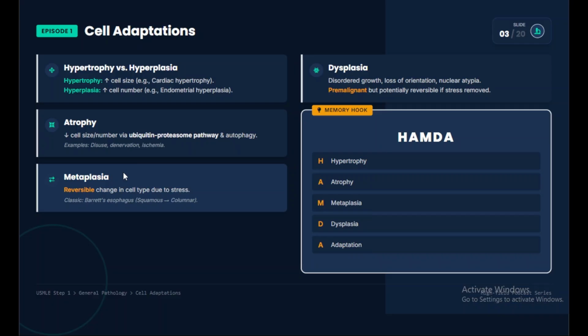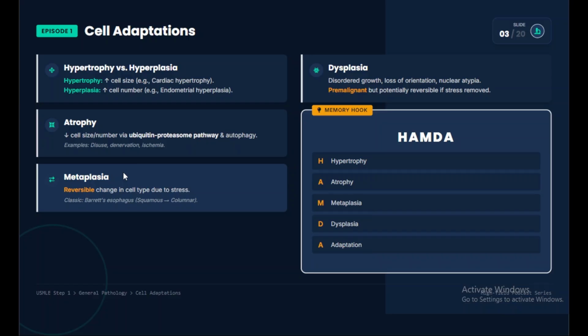Now things get a little more interesting here, because metaplasia means one mature cell type is replaced by another mature cell type. This change is usually a response to chronic irritation or stress. But the more important thing is metaplasia is reversible. The body is trying to protect itself by replacing a sensitive cell type with a more resistant one. So the classic example everyone should remember is Barrett's esophagus.